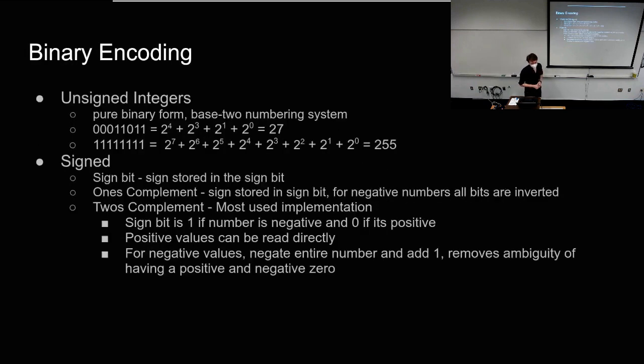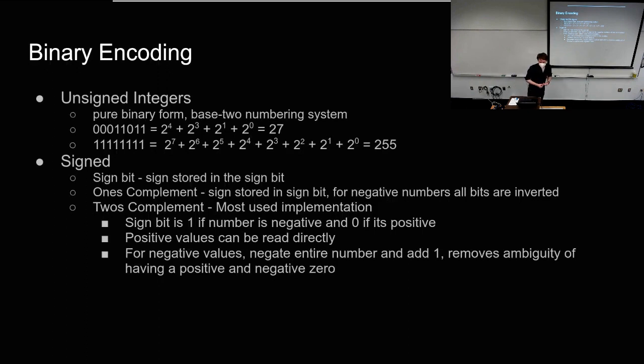Okay, so let's talk about unsigned versus signed binary encoding. For unsigned integers, they're in the pure binary form, as you all know it. As shown in the example, just take a look at that, it can explain it better than I could. Basically, the numbers are set up in bits as powers of 2.